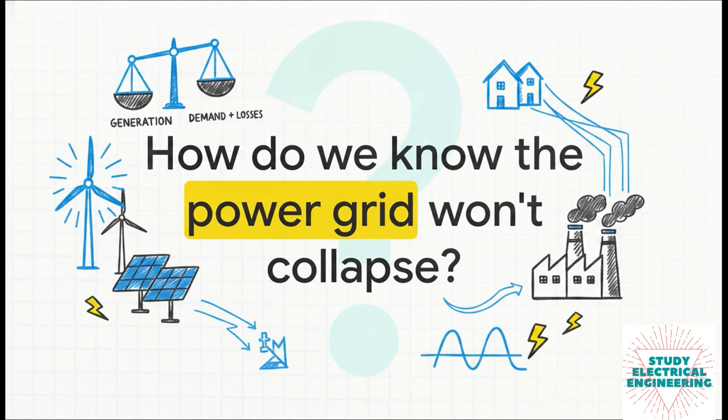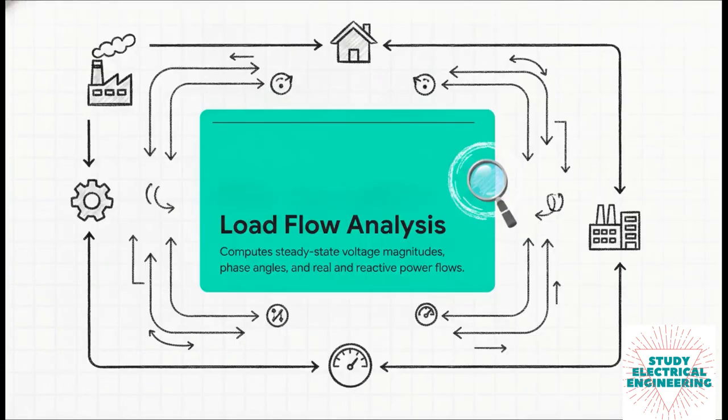So, this is the million-dollar high-stakes question, right? How do operators actually know the grid won't just black out in the next hour? Well, it's all about perfect equilibrium. Under steady-state conditions, generation absolutely must match consumer demand plus all the system losses. If you overload a line or lose that delicate balance, the system fails.